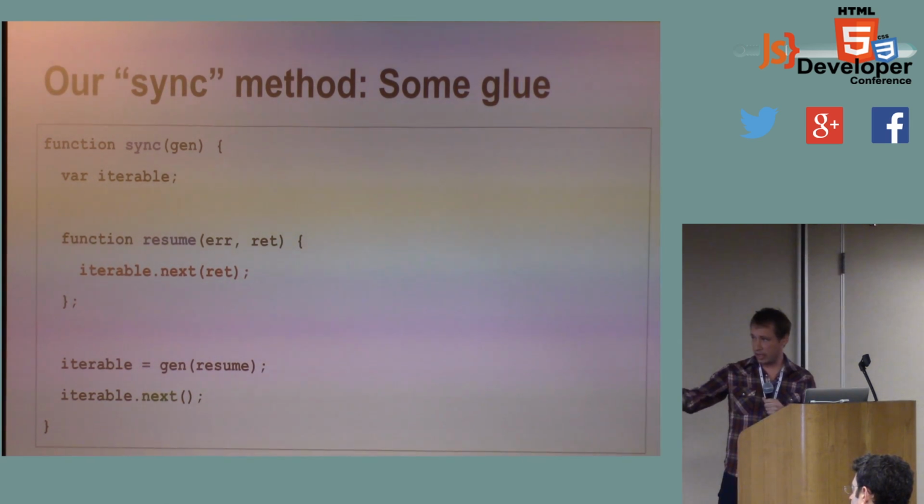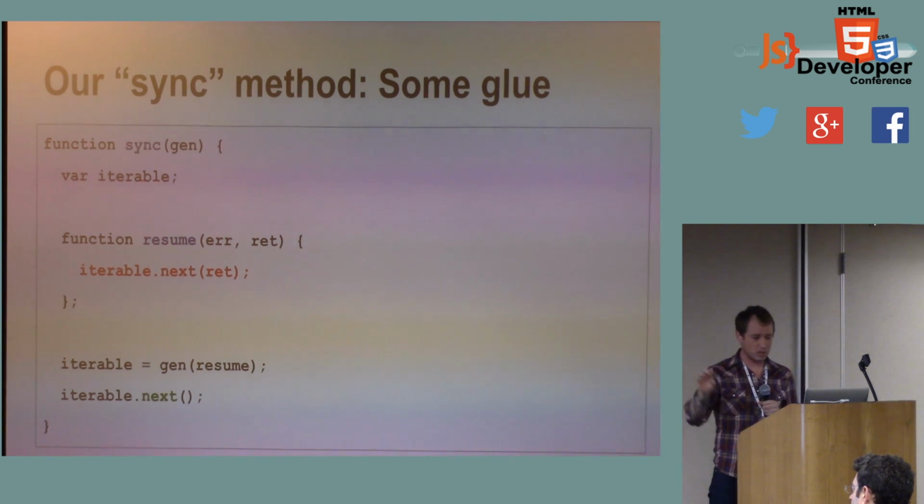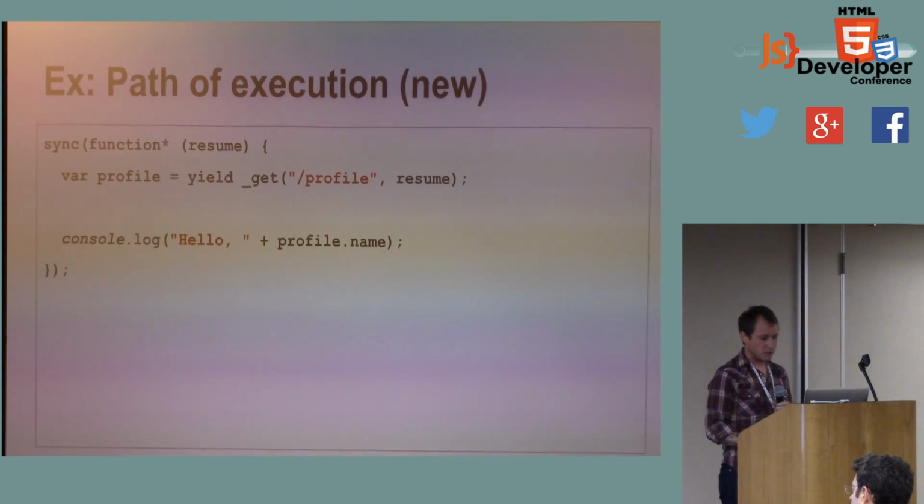So when we call Cinq, we're passing a generator function. We're immediately going to initialize the generator function. That's the iterable equals gen called with resume. We're going to store that iterator, and then we're immediately going to call next on it, which is going to start evaluation of that code from top to bottom.